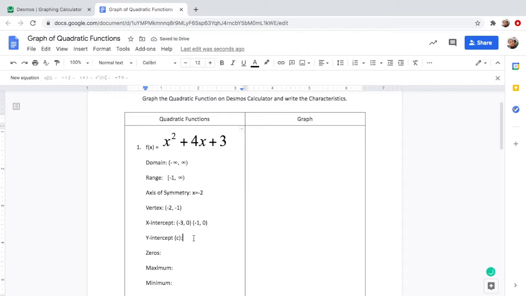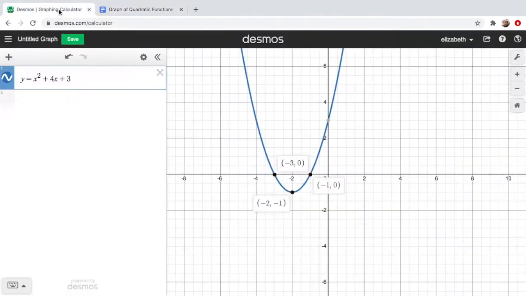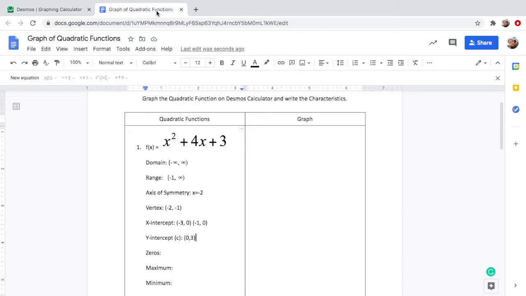Next, your y-intercept is also the value of your c, and c here is 3. Okay, your y-intercept is 3 or at 0, 3, but let us verify it in the graph. The y-intercept is where this graph crosses or intersects the y-axis, and click that. When you click it, it's 0, 3, and our answer is correct. 0, 3 or y-intercept is the value of c.